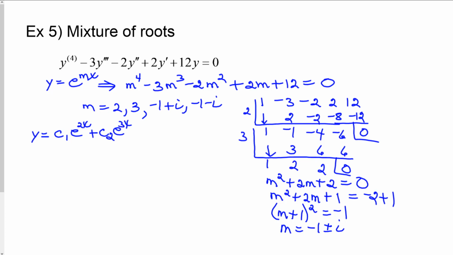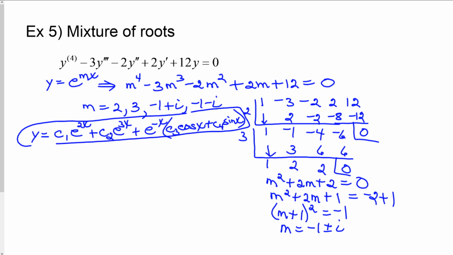And then for the non-real roots that remain, we just need an e to the -1x to take care of the real part, times the quantity C3 cosine x, where the coefficient of x in the angle is the coefficient of i, plus C4 sine x. Sorry, this is a little crowded, but I think it'll work. All right, so that is the general solution to that 4th order differential equation.